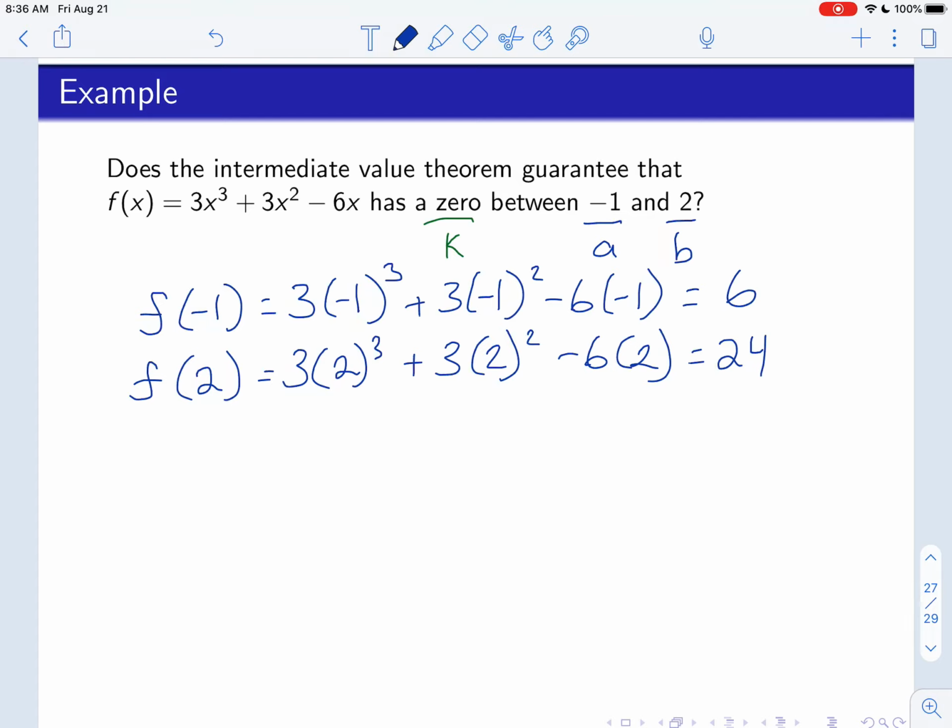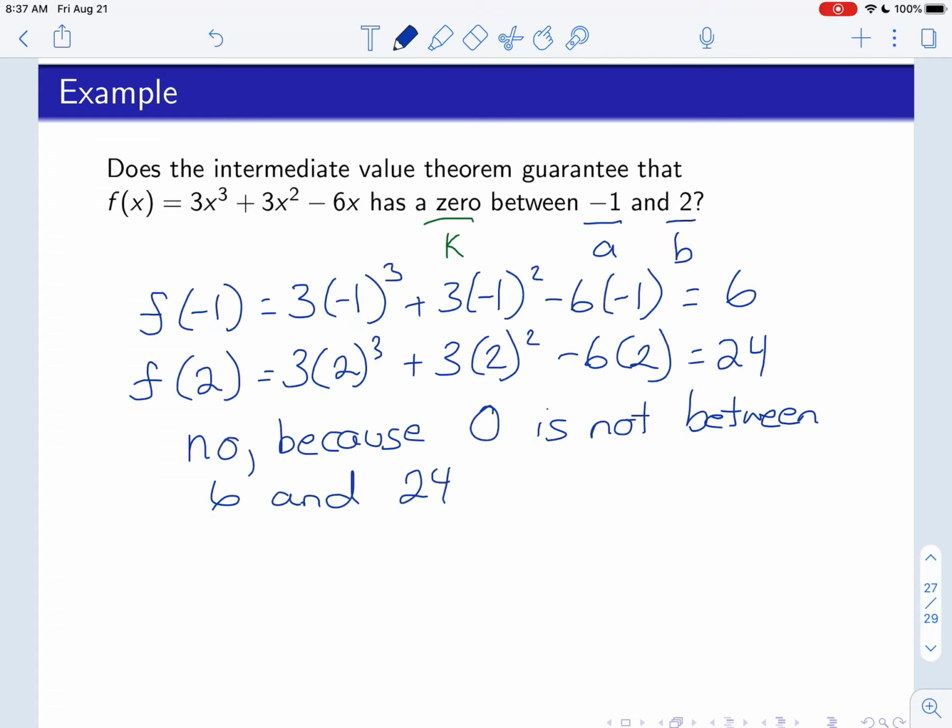All right, so now what I've got is a situation where my x's are going from -1 to 2, but my y's are going from 6 to 24. Any reason to think that there should be a point where y equals 0 in between 6 and 24? Well, no. So we can say no, because 0 is not between 6 and 24.